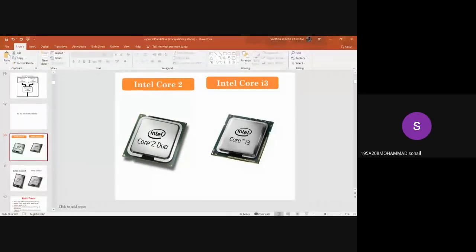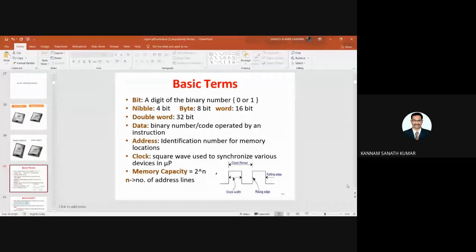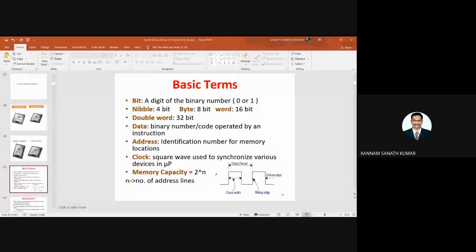Okay. So before going into the subject about the 8086 microprocessor, you need to know about the basic terms which we are using in this subject. So the basic terms I will explain to you. First one is bit. In STLD you studied a bit. Bit is nothing but a digit of a binary number, 0 and 1. Okay, this you need to remember.